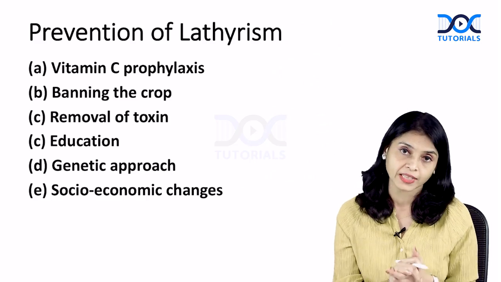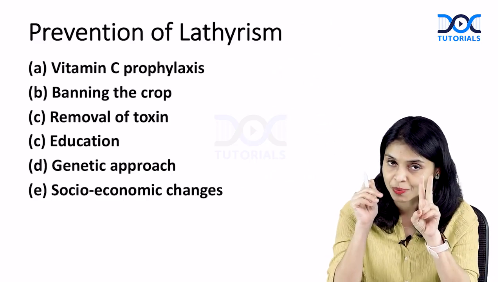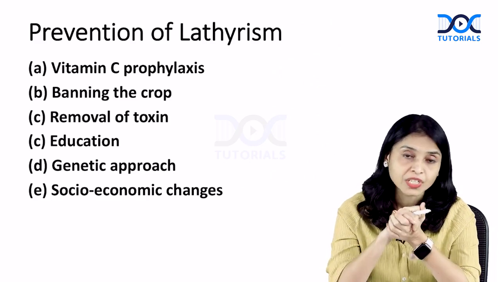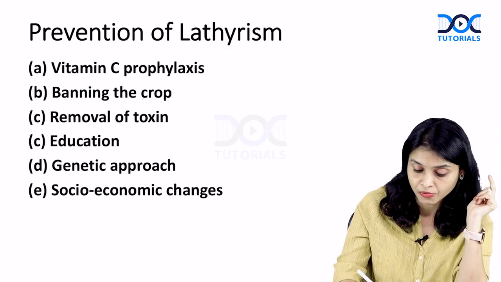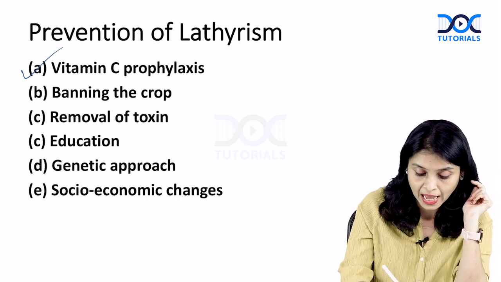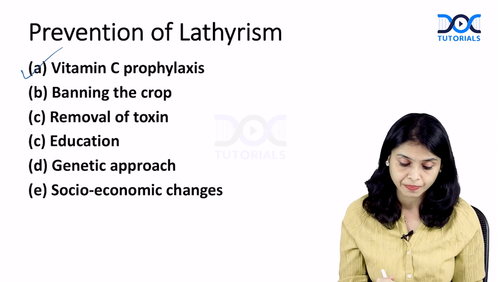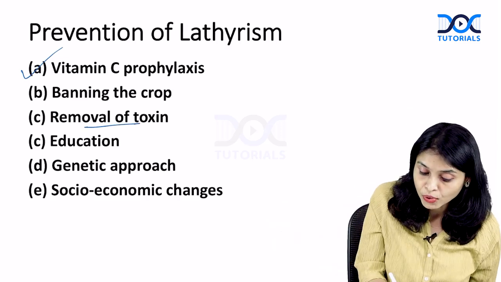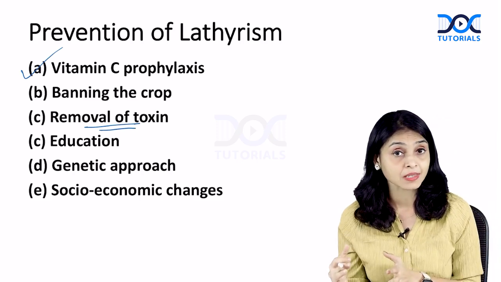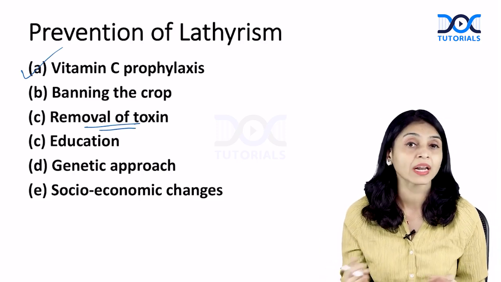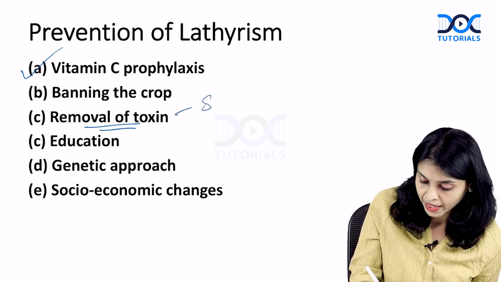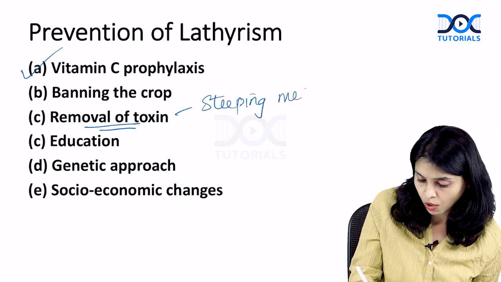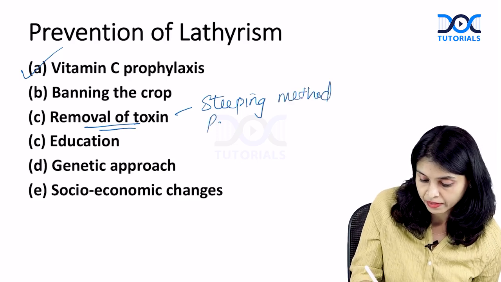Now coming to the prevention of lathyrism. There were 2 questions from lathyrism. One was regarding the prevention and the next was the toxic principle. Prevention of lathyrism is vitamin C prophylaxis, which is mentioned as something that will help to prevent lathyrism. Next is banning of the crop. Just ban the crop. Removal of toxin, either by steeping method or by parboiling, you can remove the toxin.